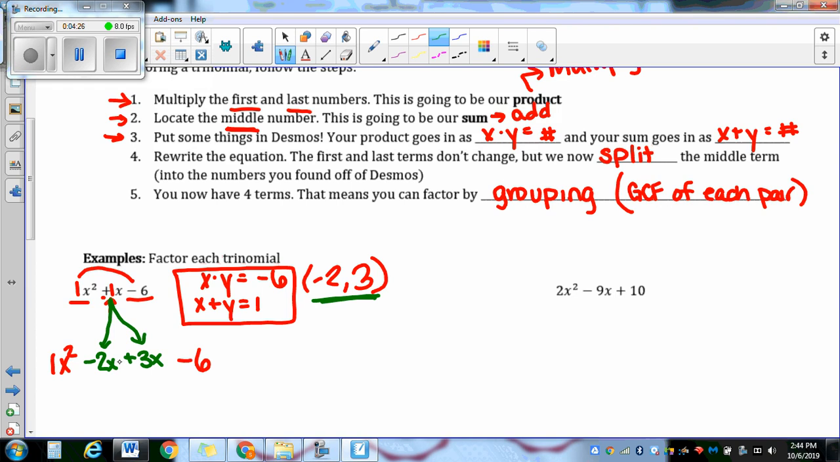Now I have four terms, 1, 2, 3, 4, which means I'm going to factor by grouping. So I'm going to split it down the middle. I'm going to find the GCF of each pair.